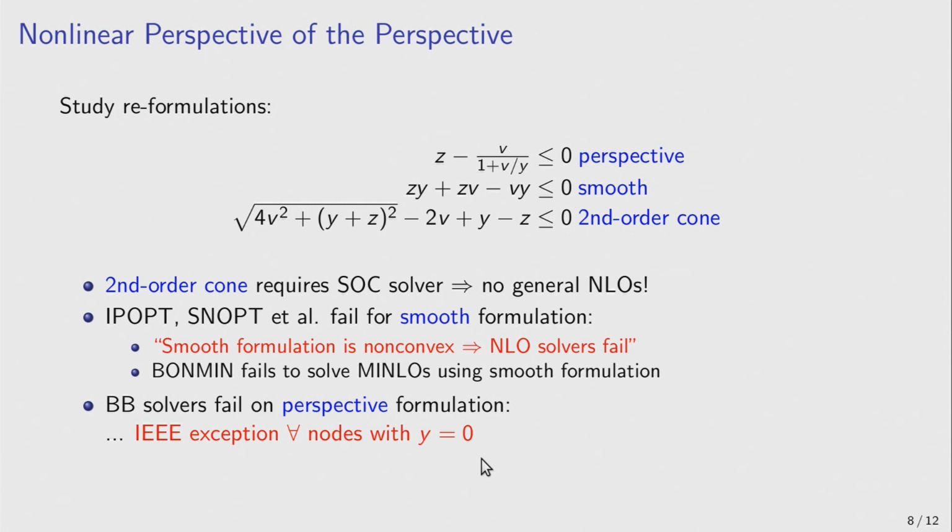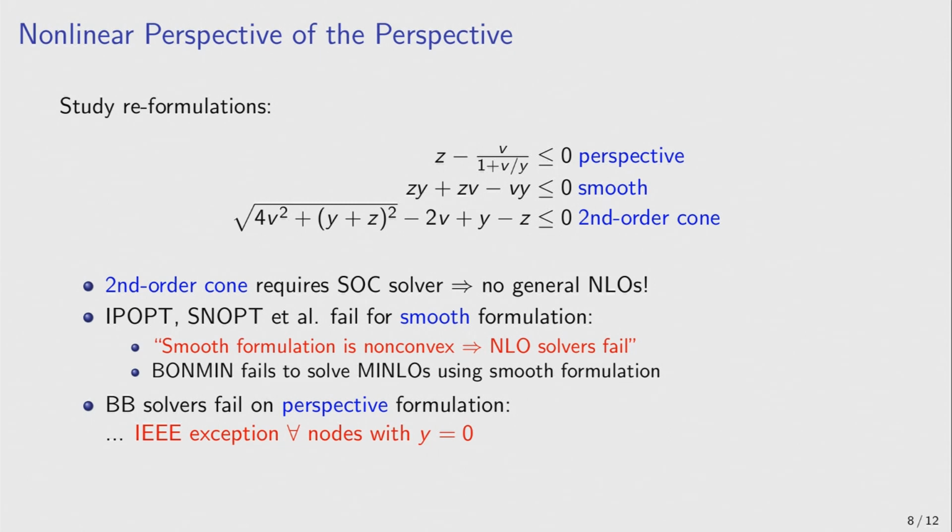And so there have been a number of reformulations that people have studied of this formulation. There's the original perspective formulation that's up here. You can simply multiply through by the denominator and rearrange terms, and then you get a smooth reformulation that looks much more appealing. And there's another formulation that's a second-order cone formulation. This second-order cone formulation, unfortunately, requires a solver that may not be easy to warm start. But if you run your nonlinear solvers on the second formulation here, then you find that that also doesn't work very well. So this smooth formulation creates issues for the solvers, and it was long suspected that this was because they're non-convex. But that's actually not correct.